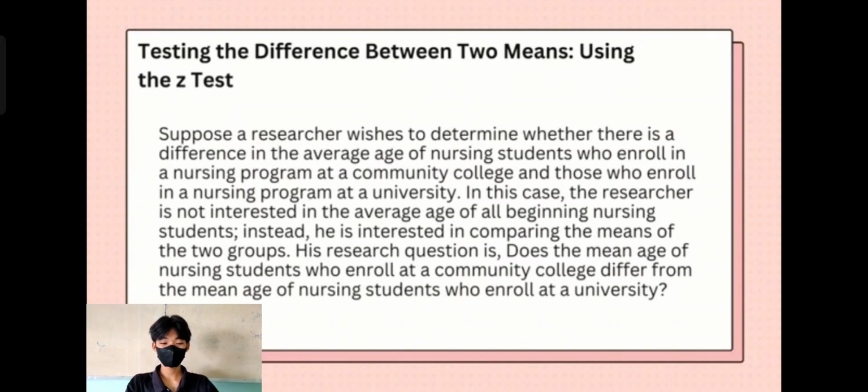Suppose a researcher wishes to determine whether there is a difference in the average age of nursing students who enroll in a nursing program at a community college and those who enroll in a nursing program at a university. In this case, the researcher is not interested in the average age of all beginning nursing students. Instead, he is interested in comparing the means of the two groups. His research question is, does the mean age of nursing students who enroll at a community college differ from the mean age of nursing students who enroll at a university?